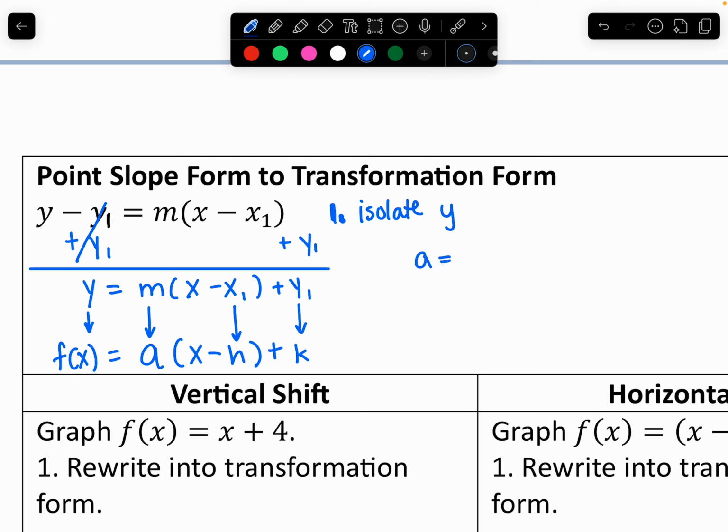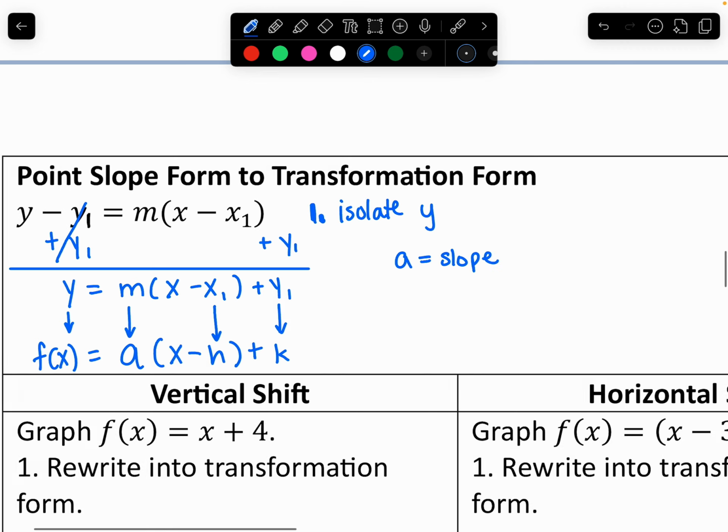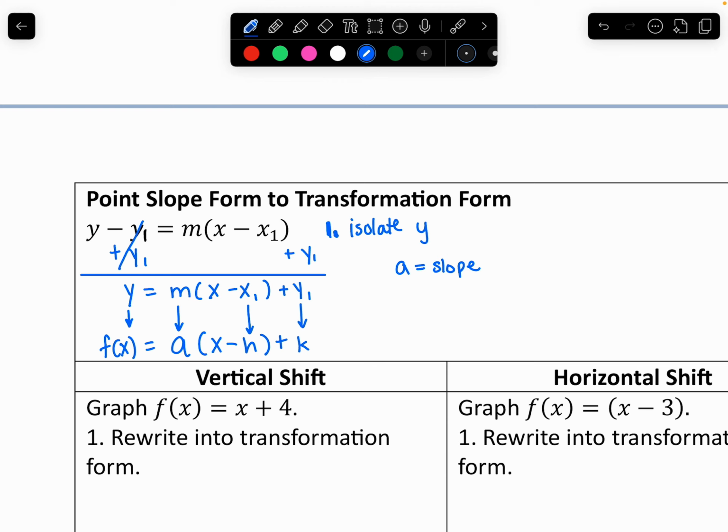Now what do these mean? a is really just your slope. It's the same thing, it's the same names. h is your x value. We also call h a liar because it is not the correct value, it is the opposite.